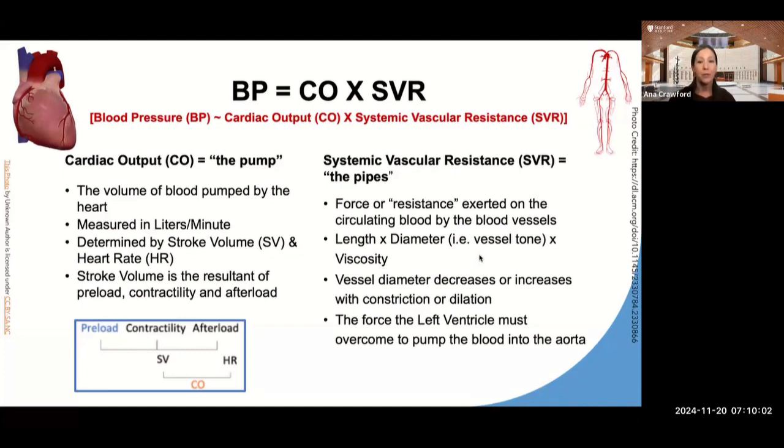This volume is determined by the stroke volume of the heart multiplied by the number of heartbeats. Stroke volume, or the volume of blood that leaves the ventricle during contraction, is the result of preload, the contractility of the heart muscle, and the afterload. The pipes, or systemic vascular resistance, is the force or resistance that is exerted on the circulating blood by the blood vessels. This resistance is determined by the length of the vessels, the diameter of the vessels, and the viscosity of the blood. SVR is also a force the left ventricle must overcome to pump the blood out of the heart and into the aorta and the rest of the arteries.